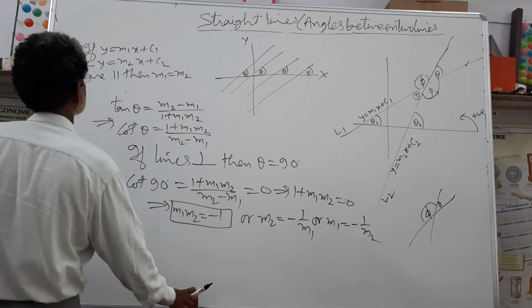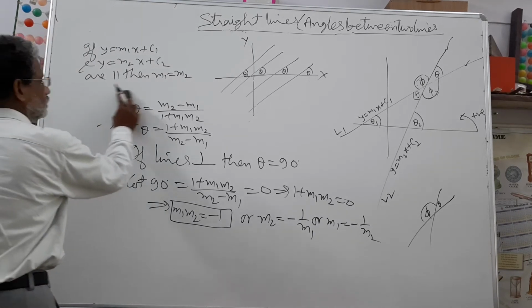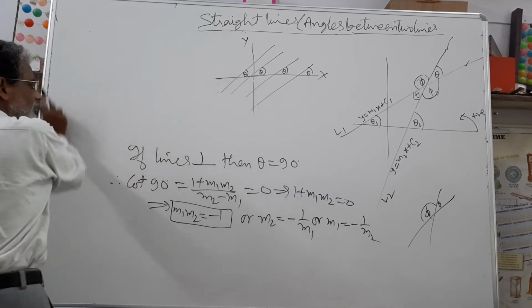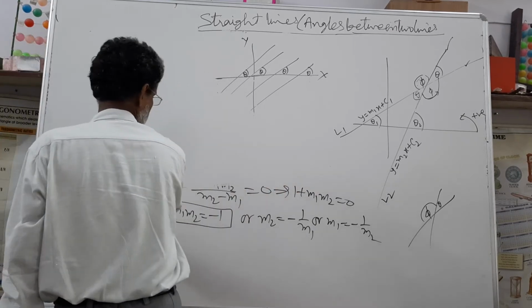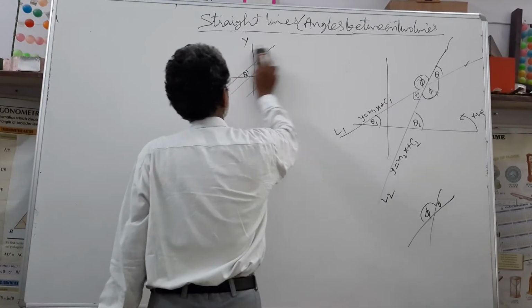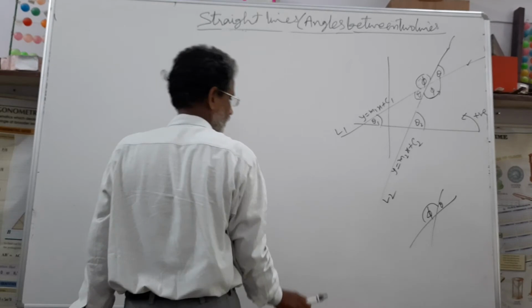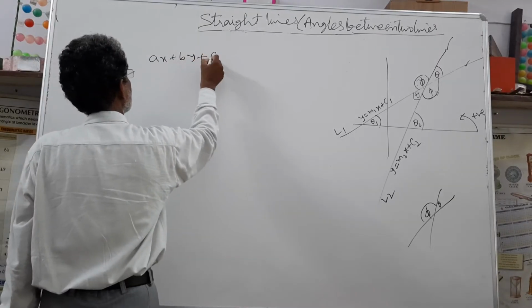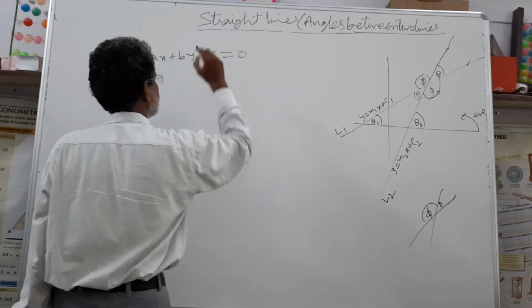Now, the general form of the equation of a line is ax plus by plus c is equal to 0.